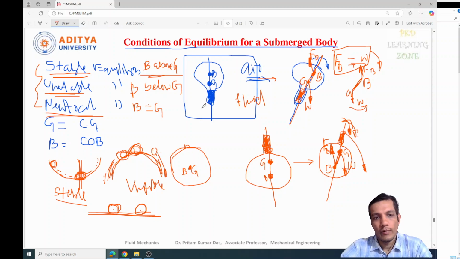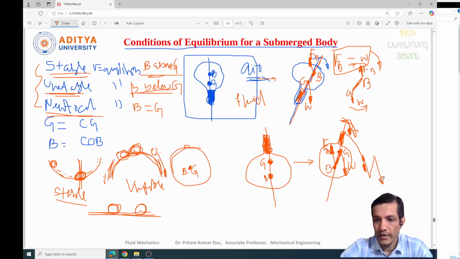So when can an equilibrium body be called an unstable one? Here W equals FB, but the center of buoyancy B point is below the G point. A slight displacement is given to that body in the clockwise direction, and in this a couple formation happens, which I already showed you.